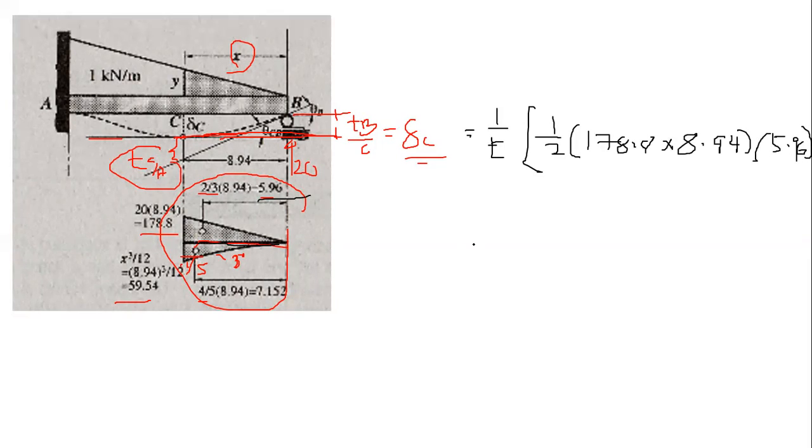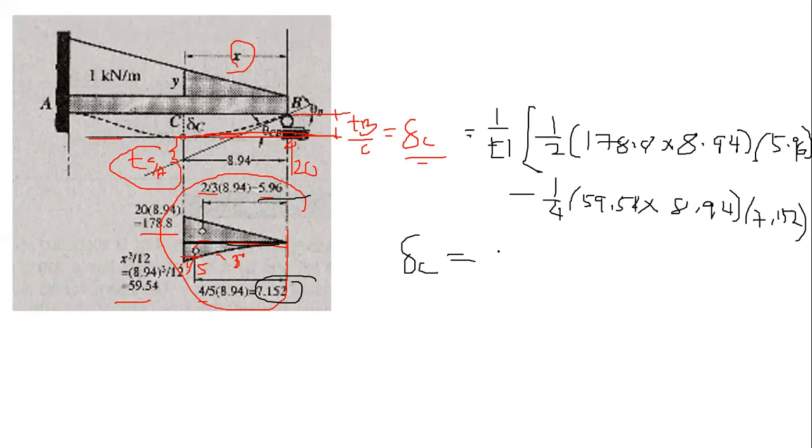Okay, and then, you have the area here, dito sa baba, minus, ano na yan? This third degree, the area is 1 over n plus 1. So 1/4. This side is 59.54 times itong side na to. This side is 8.94. And then, multiply by the centroid. Ito na yung kinalculate natin na centroid, 7.152. Okay, from here, you can calculate now. We can determine the deflection at C. The maximum deflection, which is 3812 over EI.